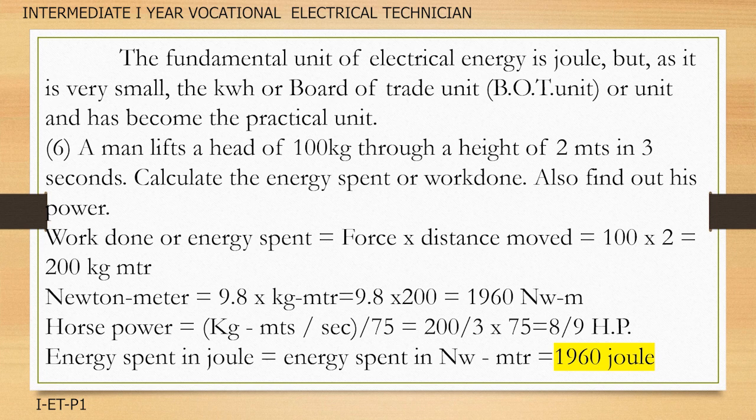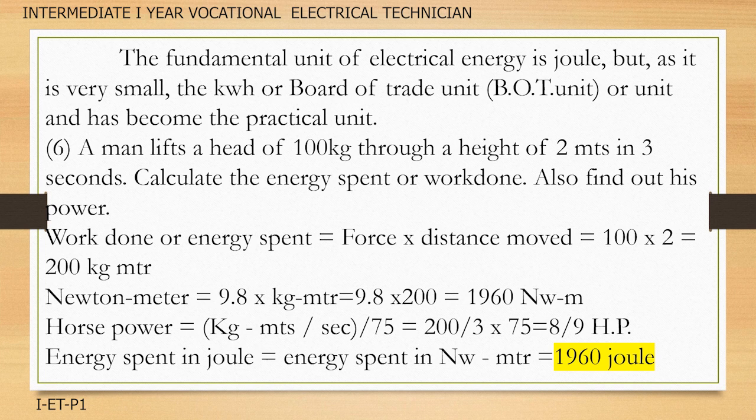Work done or energy spent equals force into distance moved. As we know, work done equals force into distance. This is the principle. Force is 100 kg, distance is 2 meters, that equals 200 kg meter. Then newton meter equals 9.8 into kg meter, that equals 9.8 into 200, equals 1960 newton meter.